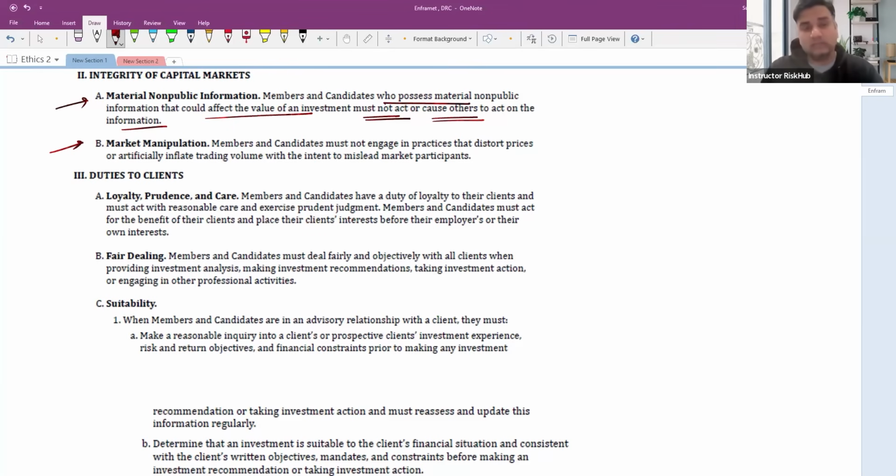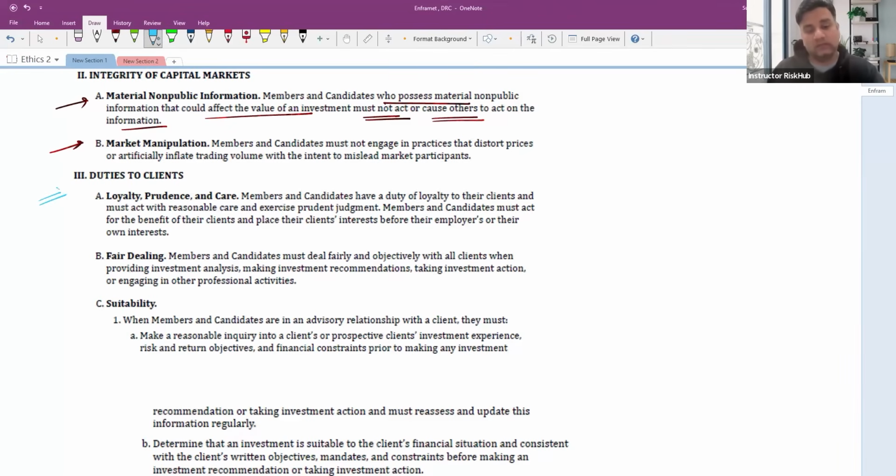Do not engage in practices that distort prices or artificially inflate your trading volume with the intent to mislead market participants. Don't do that, right? So no price distortion, no fake volume, no misleading action, right?